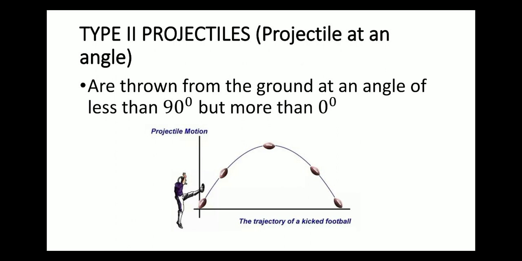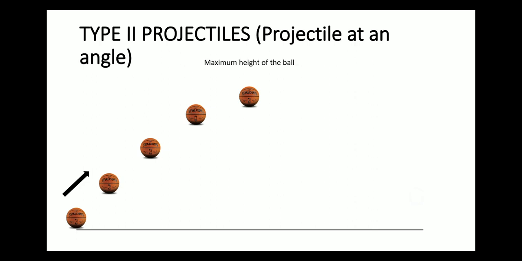Okay, so to understand, let's have this diagram. Suppose we have a ball. This ball will go into a projectile motion. Suppose one kicks the ball, it will go in this direction. It will form a projectile motion like this. At this point, we can consider that it is the maximum height of the ball. The ball reaches its maximum height at this point.